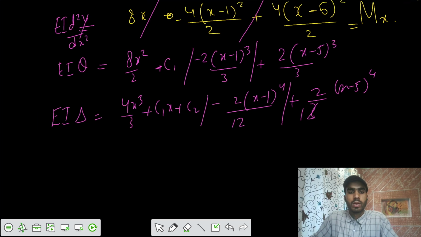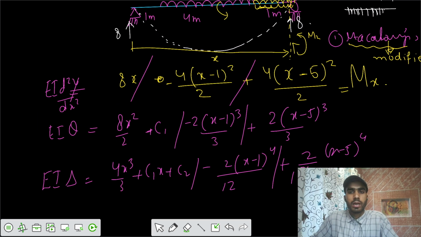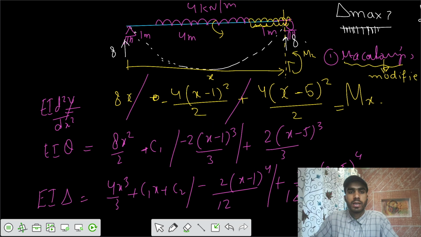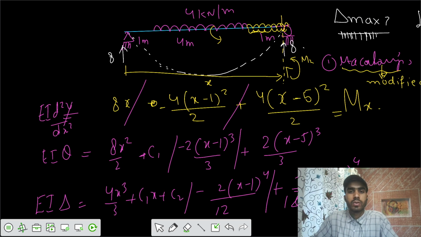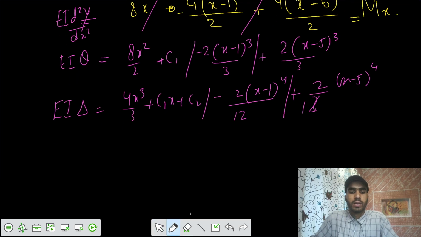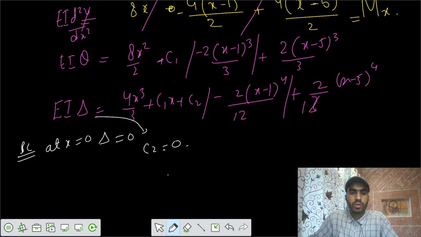Now I would say, do I know the deflection values at x equals 0? Delta is 0. I can write the boundary conditions that at x equals 0, delta is 0. That means from this equation you can get C2 equals 0.